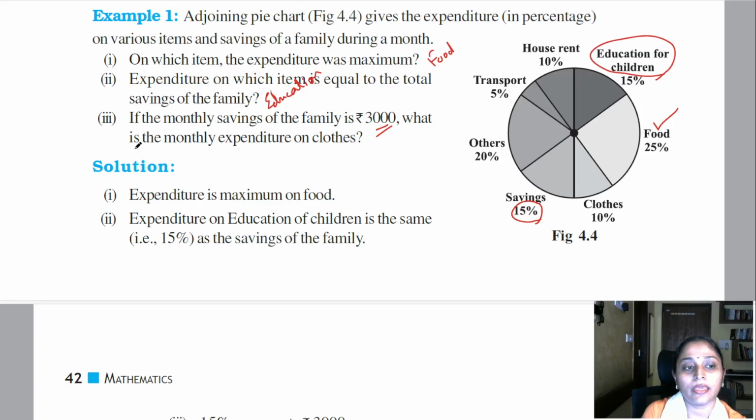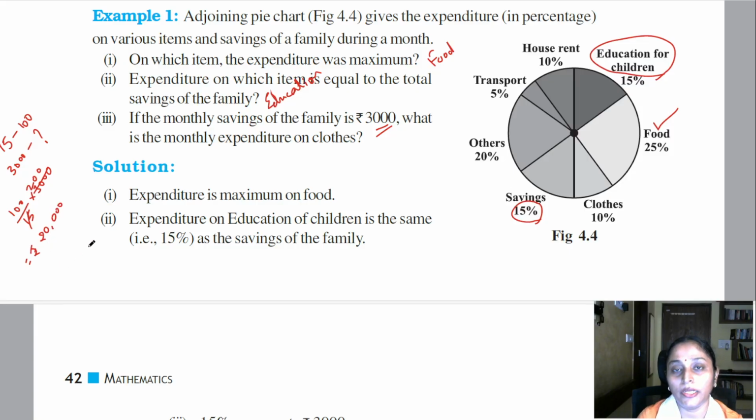So what I'm saying is, if you use the unitary method here, out of total 100, 15% is the salary, right? So if 3,000 is the amount here, let me write it the other way around. 15 out of 100, then 3,000 rupees is equivalent to how much? You can say that this is 100 by 15 into 3,000, which is nothing but 20,000. So you can conclude that the monthly salary is actually 20,000.